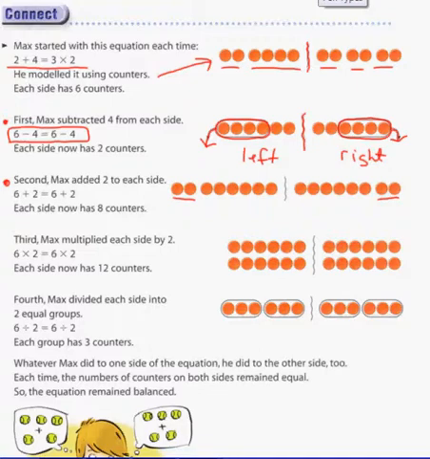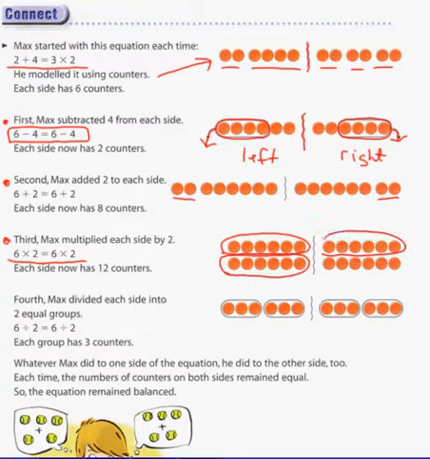The third thing that he did, Max multiplied each side by 2. 6 times 2 equals 6 times 2, right? So, to draw it in a diagram, he just put a group of 6 and a second group of 6. So he's got 2 groups of 6, and that's equal to 6 times 2, and he did the same thing on both sides. There's a group of 6 and another group of 6. And they equal each other because each side now has 12 counters.